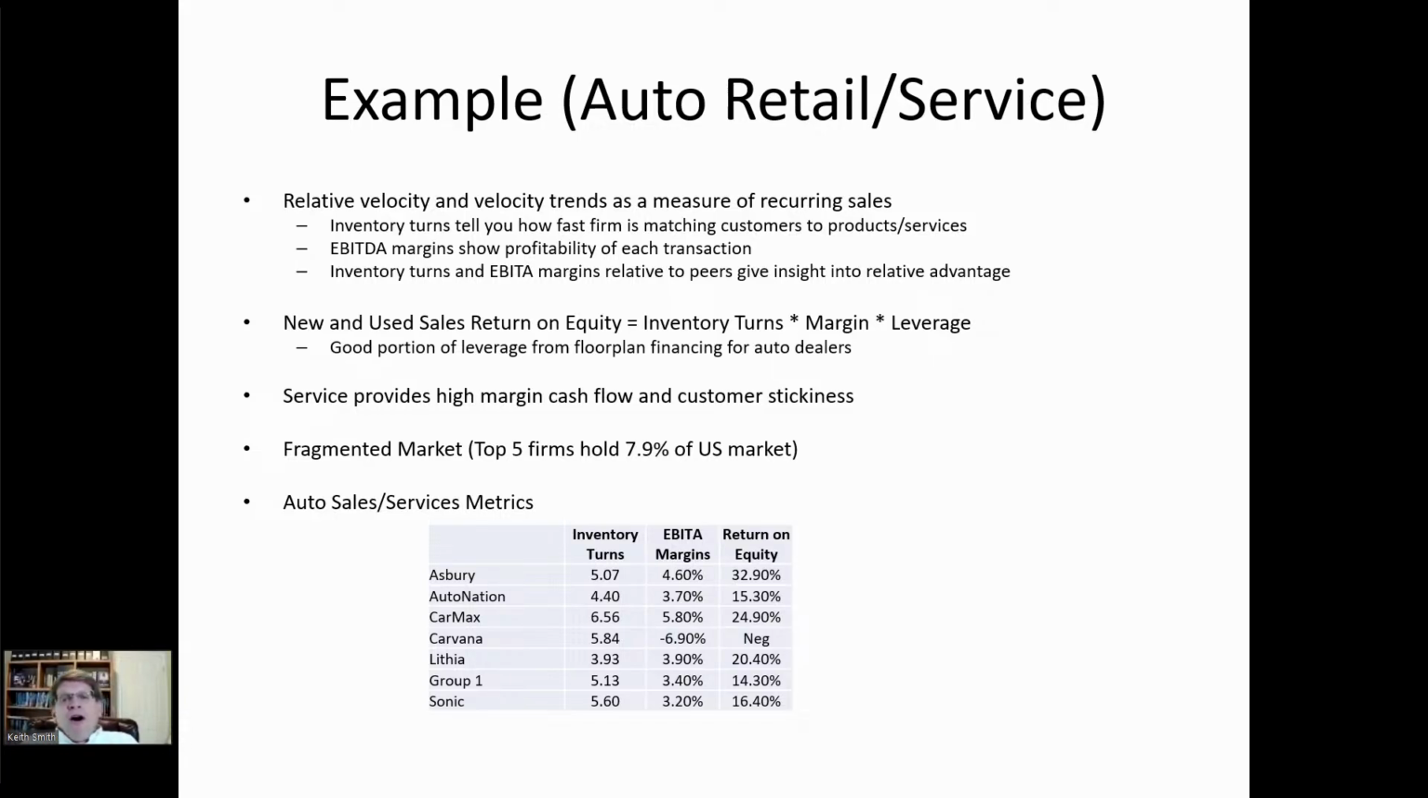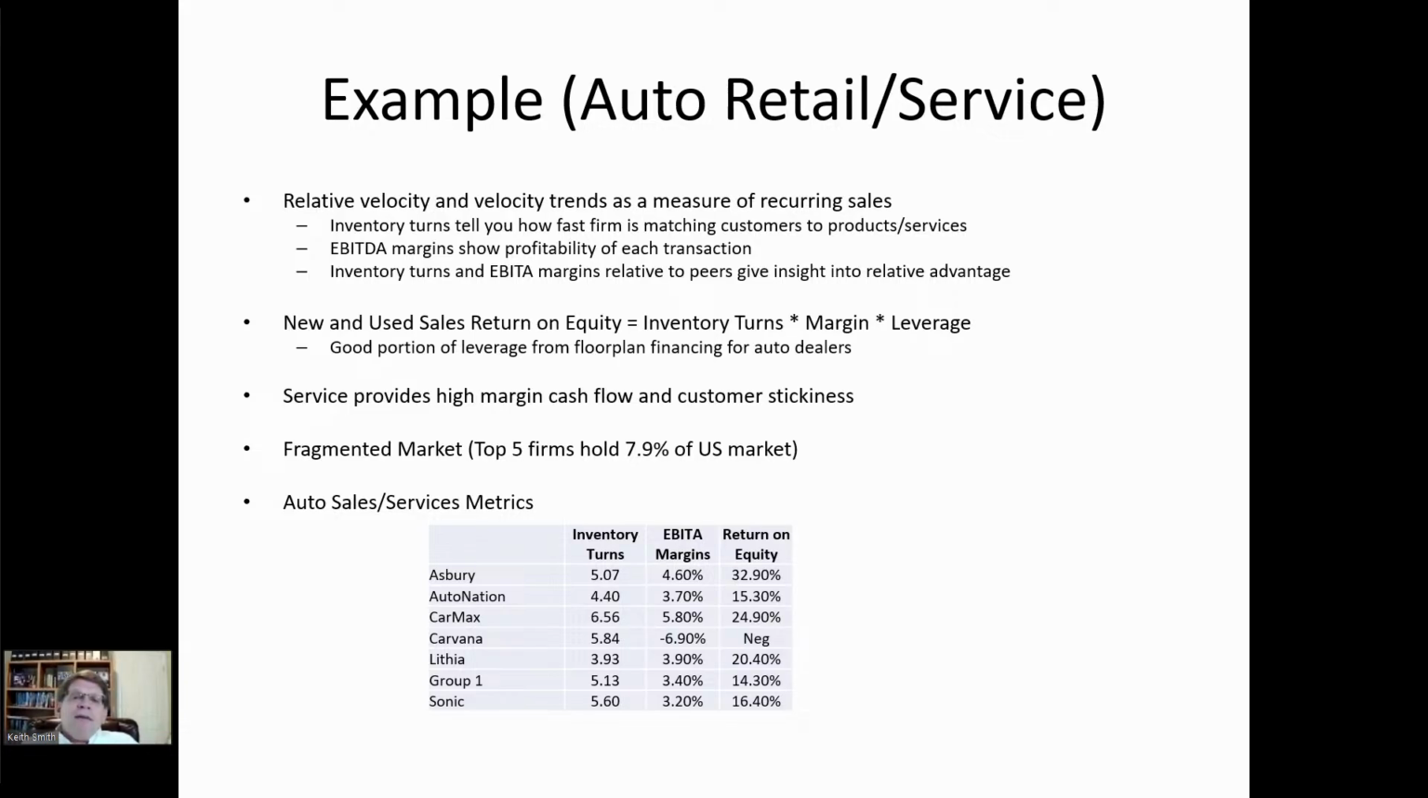The nice thing about the auto market, as we mentioned before, is the top 5 publicly traded companies only hold roughly 8% of the market, at least according to one set of statistics. There's another set of statistics that say they hold even less, but in either case, this consolidation activity has been going on for 10 or 15 years, and it will probably continue for another 10 or 15 years, with these guys just continuing to consolidate and grow.